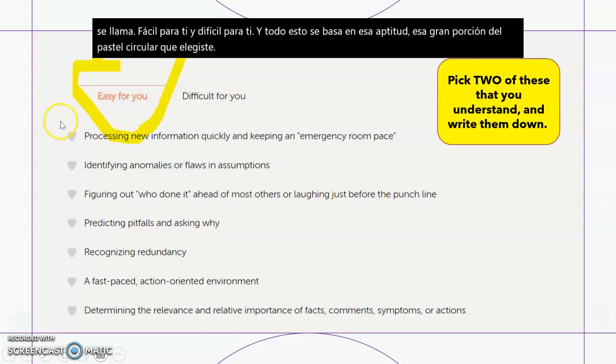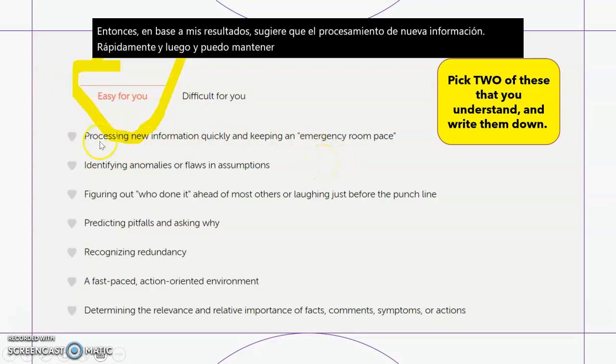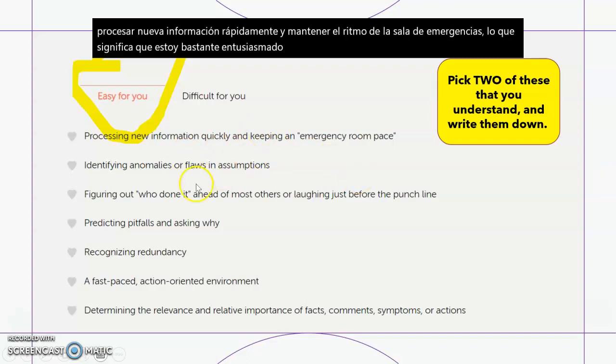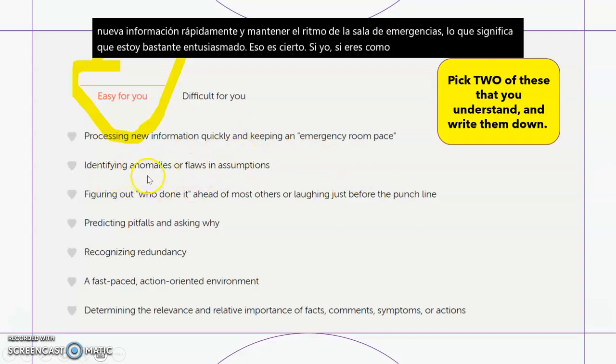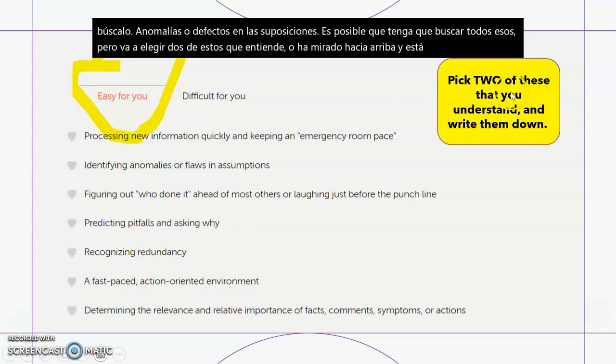So based on my results, it suggests that I can process new information quickly and keep an emergency room pace, which means pretty hyped up. That is true. You know me. If you're like, I don't know what that means, look it up. Anomalies or flaws in assumptions. You may have to look up all those. But you're going to pick 2 of these that you understand or you've looked up and agree with and write them down. You're picking 2.